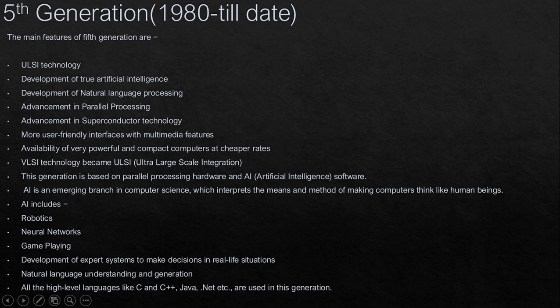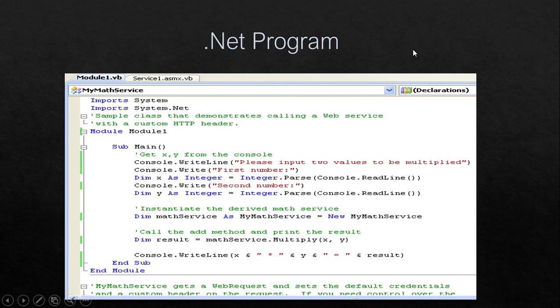And high-level languages like C, C++, Java, .NET are also used in this generation. So many languages are there. And no AC is required. It can stay at room temperature. And what is the operating system used here? The operating system is parallel processing, and it is user friendly and easily available to everyone. See, this is a sample, or an example, of .NET programming.